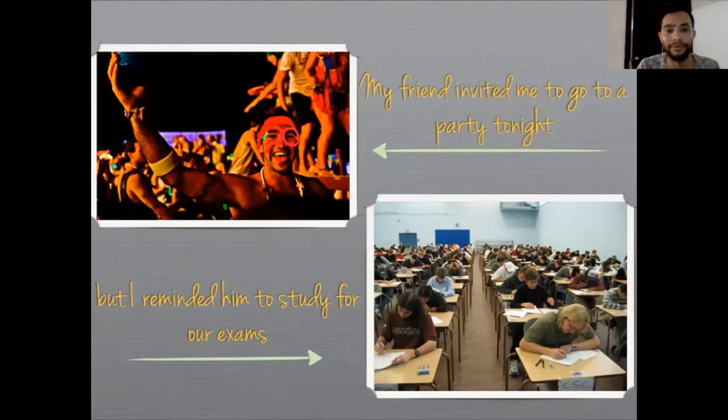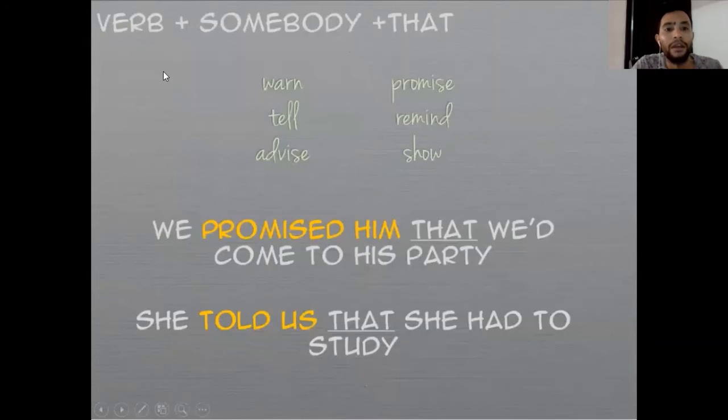Let's move on. This is another pattern. I didn't tell you about this one: the verb plus an object plus the relative clause. The ones that we normally use are warn, tell, advise, promise, remind, and show.